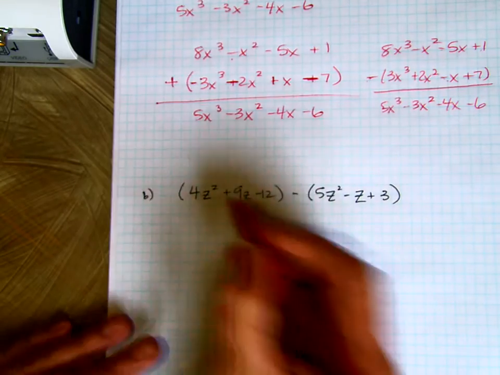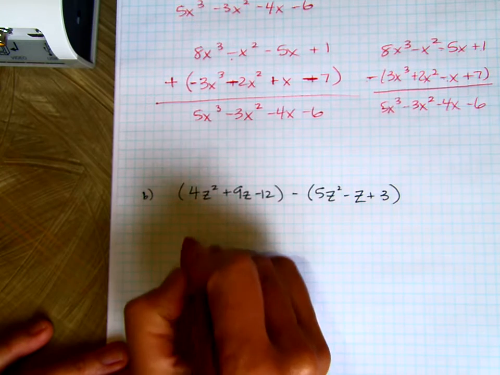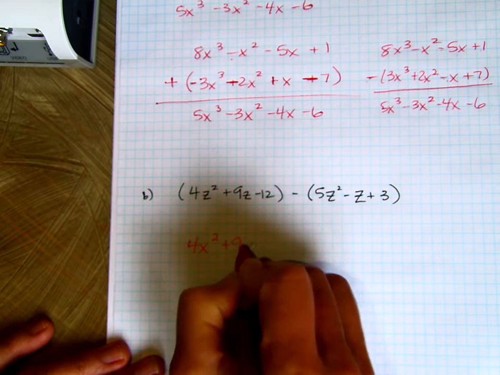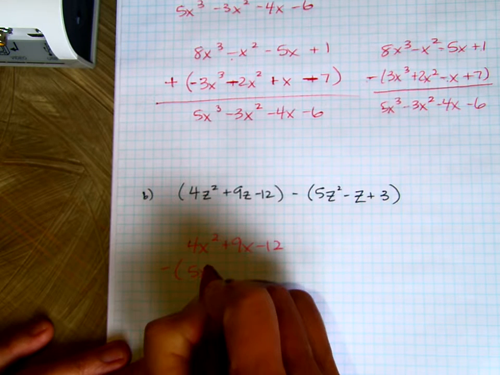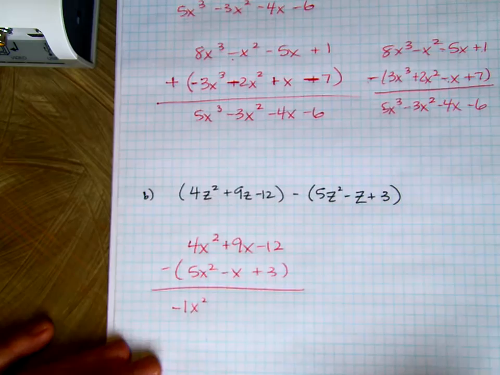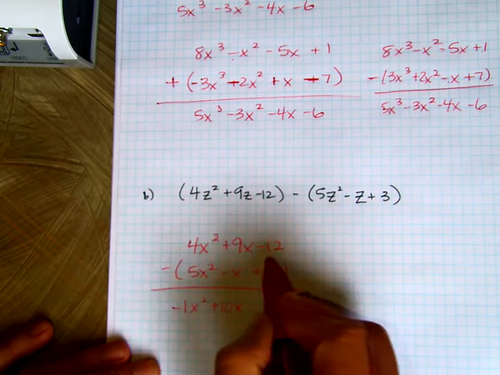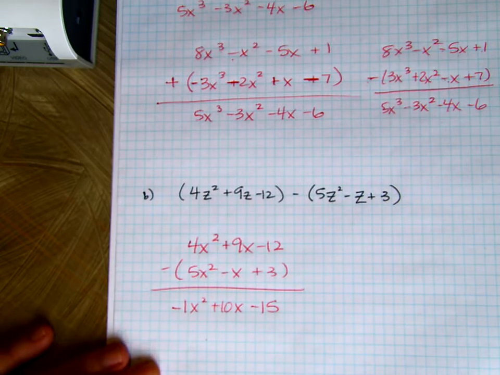And then we'll do just one more. And you know what? Z's, S's, B's, sometimes they're all confusing. I think I'm just going to change them to X's. And then I'm going to subtract. And a 4x squared minus a 5x squared is a negative 1x squared. This minus becomes plus. And negative 12 minus 3 is minus 15.